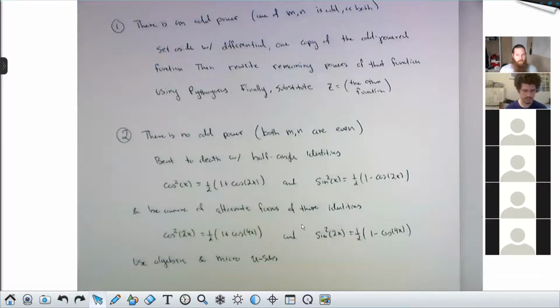The next family of integrals we're going to attack are the secant tangent integrals. But there's something I want to say before we do that.